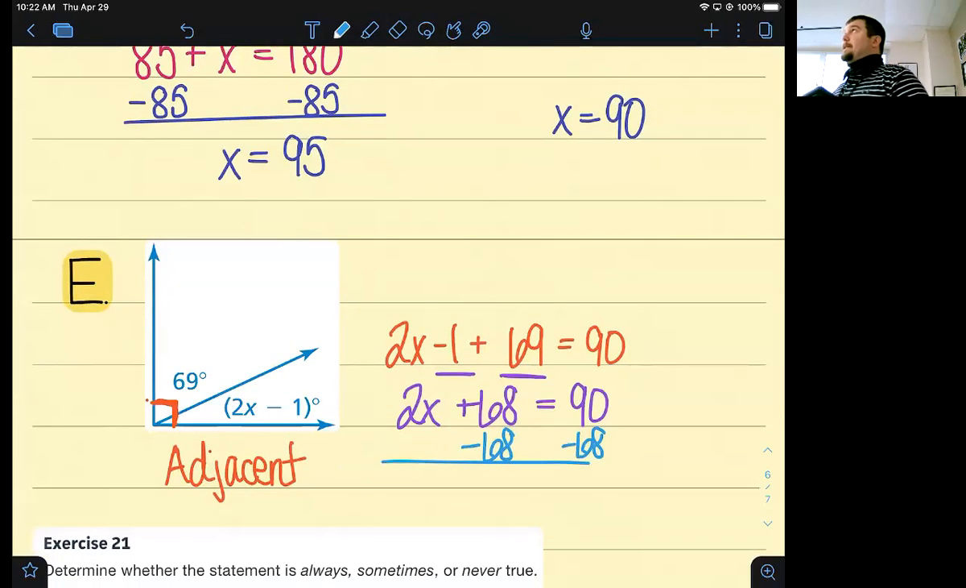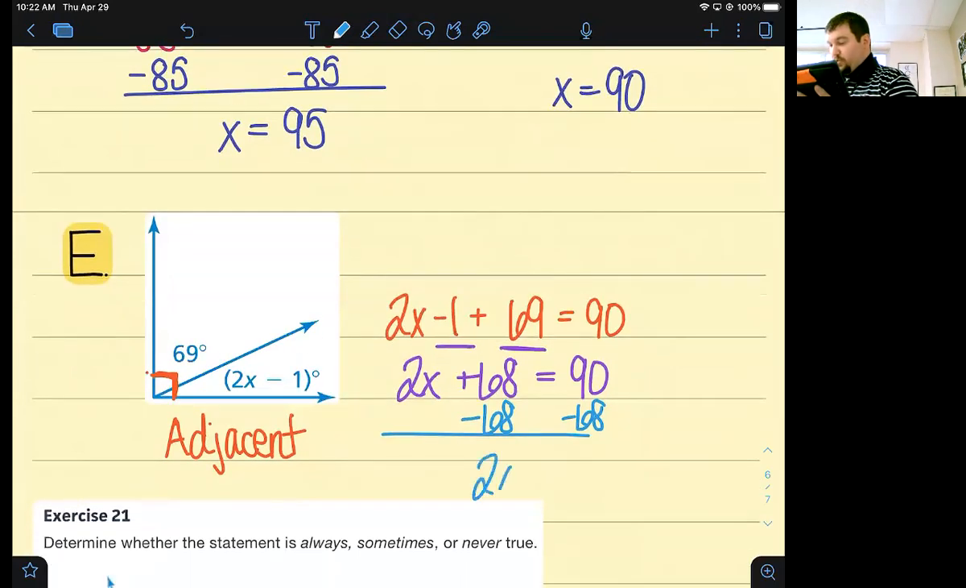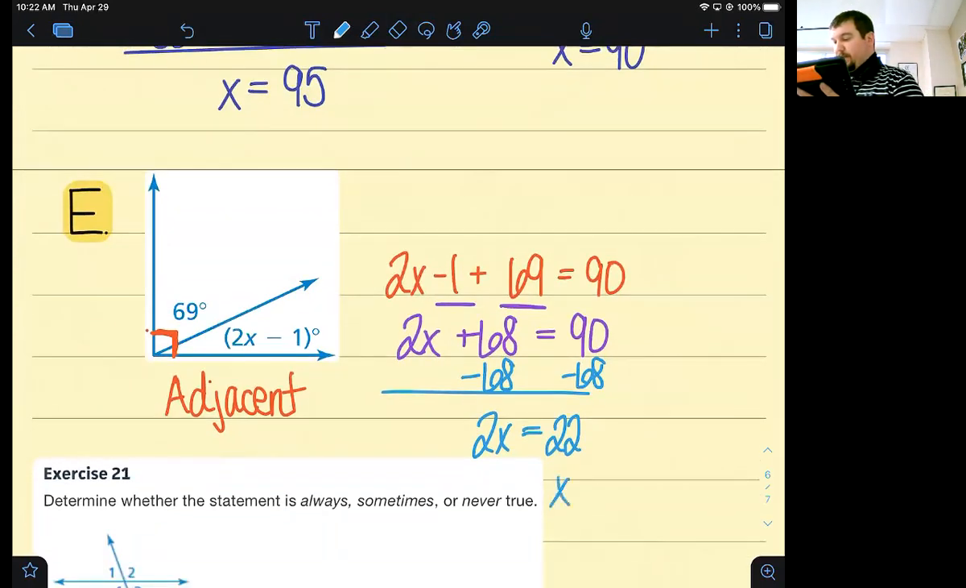90 minus 60 is 30. Take away 8 more. 22. 2x equals 22. Yeah, that 2 was part of the x term. Now we can get rid of it by dividing. And 22 divided by 2 is 11. That's our answer. x equals 11.